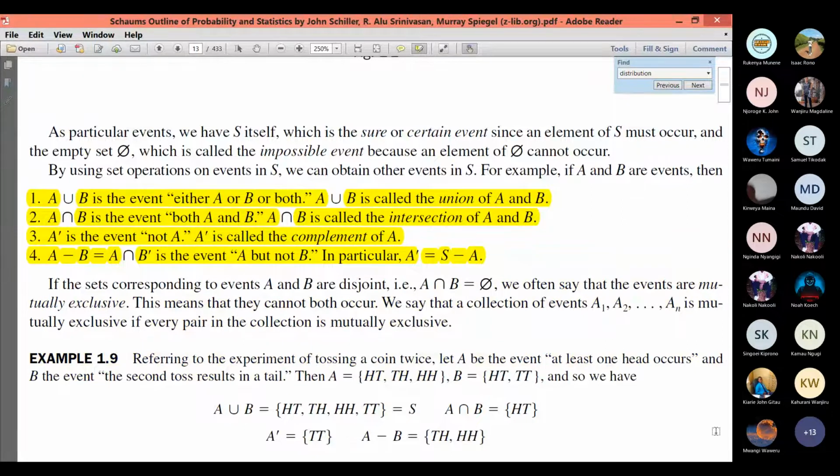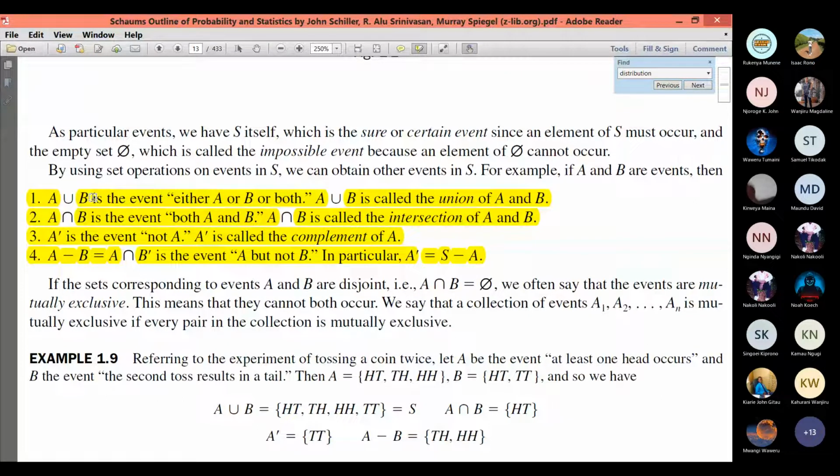Yeah, so look at this example 1.9 so that we can understand this. First of all, for those who have forgotten, a union, when you use this U kind of thing, it's a union. So union means you bring the elements of one set and another set, put them together. Intersection means it's only elements which are common to both. That one you know.